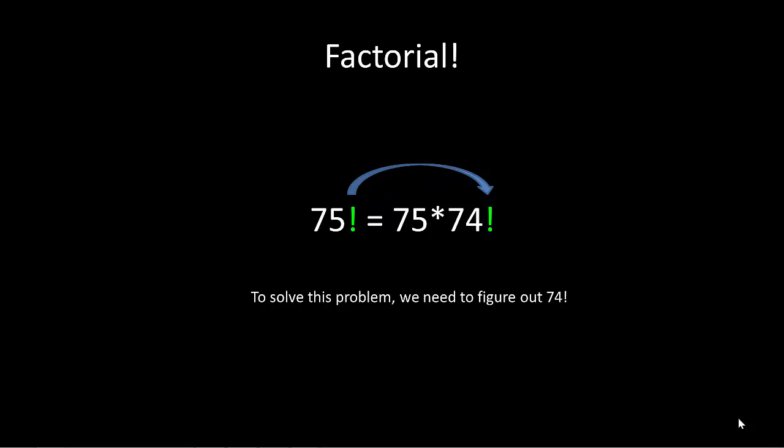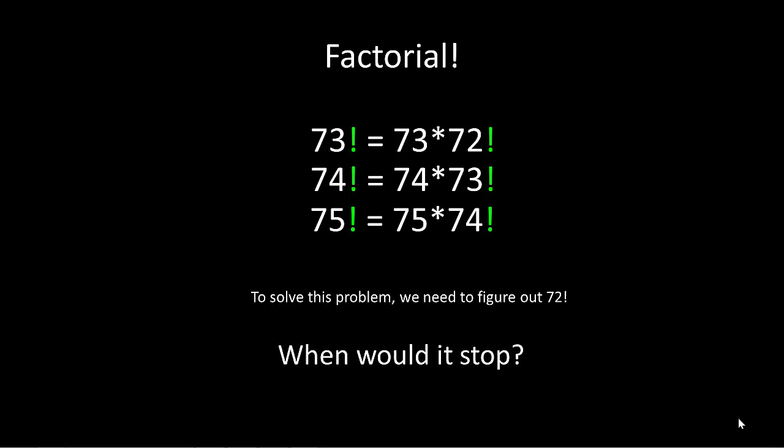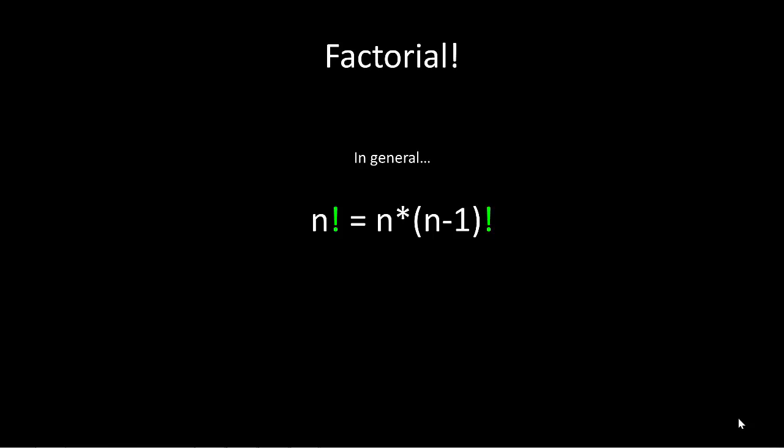However, we still have to figure out what 74 factorial is. So when we do that, we then have to figure out what 73 factorial is. And to figure out what 73 factorial is, we have to figure out what 72 factorial is. And then the question is, when would it stop? Well, generically, we can describe factorial in terms of itself by saying that n factorial is the same thing as n times n minus 1 factorial.